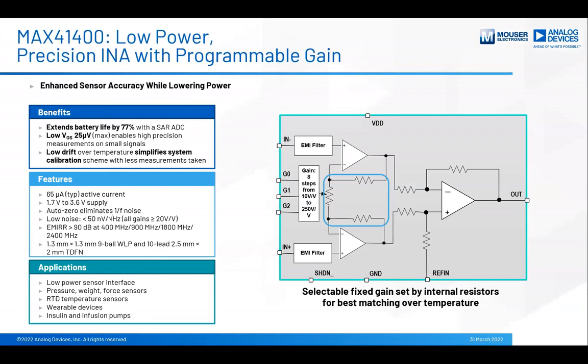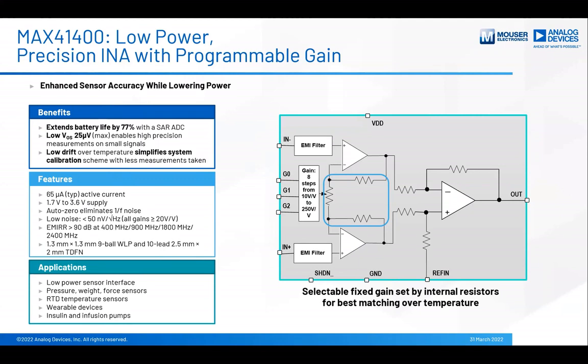Let's now put a spotlight on the MAX41400, which is a low-power, high-precision instrumentation amplifier with gain programmable GPIO pins. This is available in a space-saving 9-bump wafer-level package with a 0.4mm bump pitch. Let's take a quick look at the features of this device.